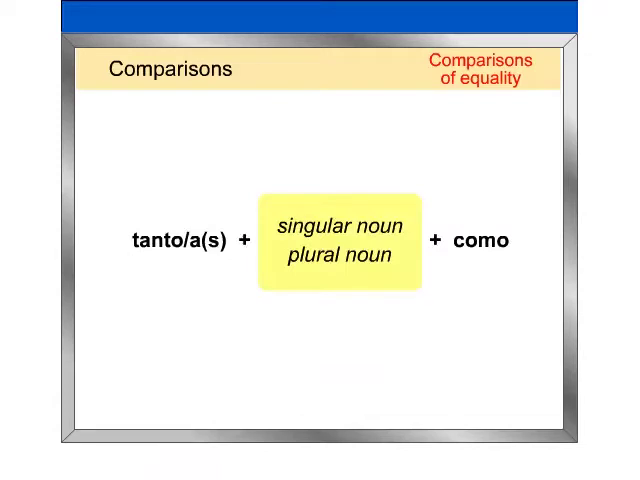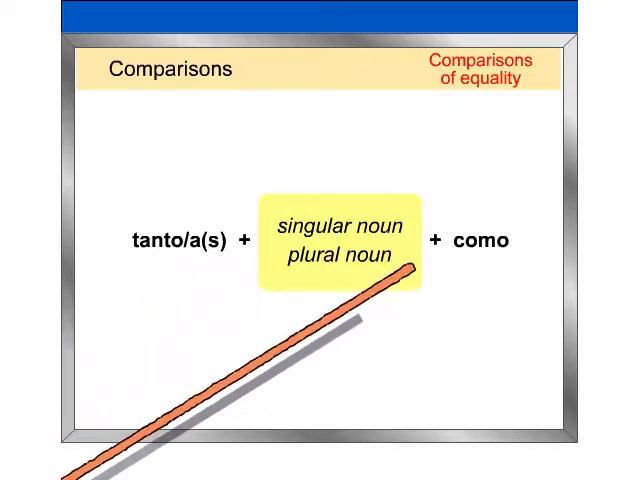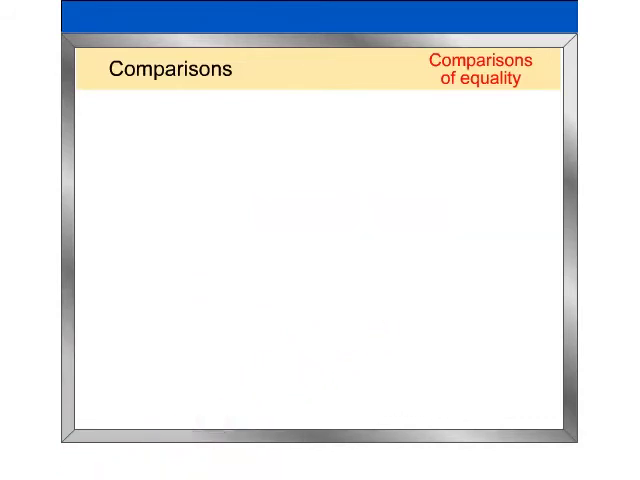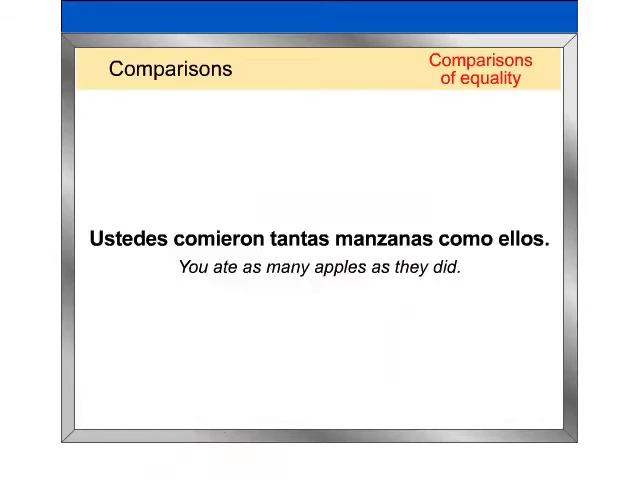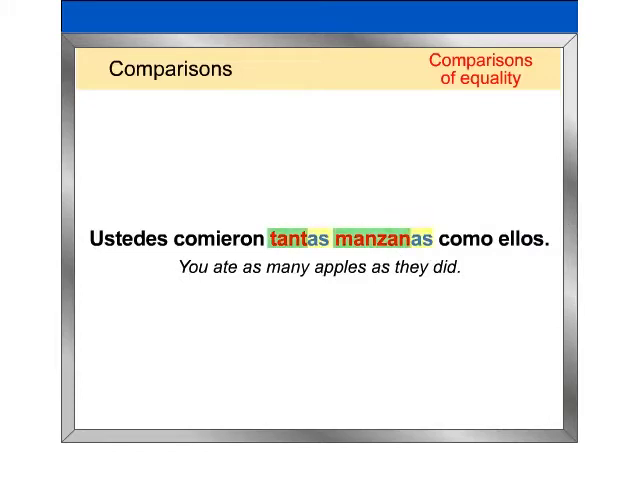To make comparisons of equality with nouns, you use this construction: the appropriate form of the Spanish adjective tanto plus the singular or plural noun plus the Spanish word como. Consider this example. Ustedes comieron tantas manzanas como ellos. Atención! Note that tanto acts as an adjective and therefore agrees in number and gender with the noun it modifies. For example, in this sentence, tantas manzanas.